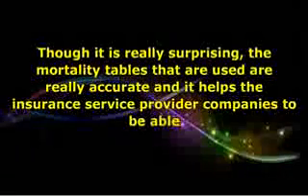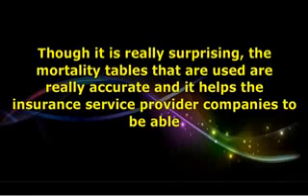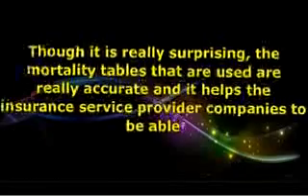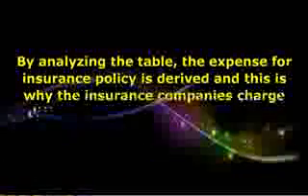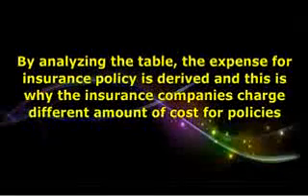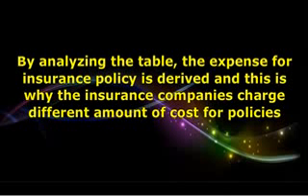In life insurance policy, the insurance providers use a mortality chart that they have been able to develop through years of studying, and this is not done for auto insurances. Though it is really surprising, the mortality tables that are used are really accurate, and it helps the insurance service provider companies to be able to predict the number of individuals that might die in a given year. By analyzing the table, the expense for the insurance policy is derived, and this is why the insurance companies charge different amounts of cost for policies in different years.